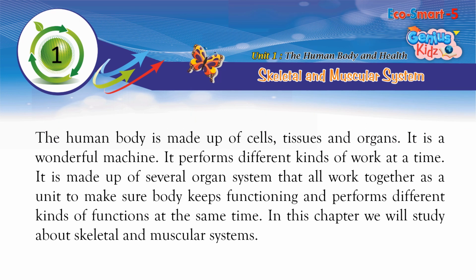The human body is made up of cells, tissues, and organs. It is a wonderful machine. It performs different kinds of work at a time. It is made up of several organ systems that all work together as a unit to make sure the body keeps functioning and performs different kinds of functions at the same time. In this chapter, we will study about skeletal and muscular systems.